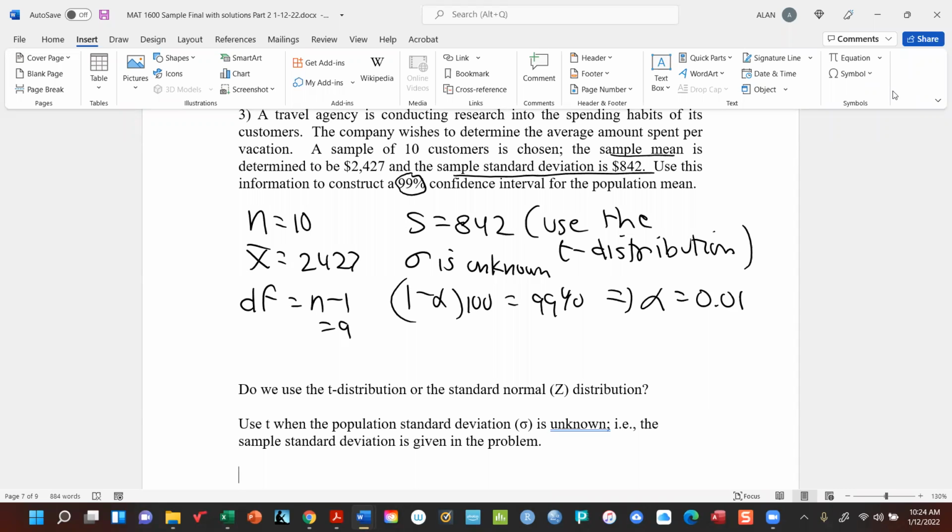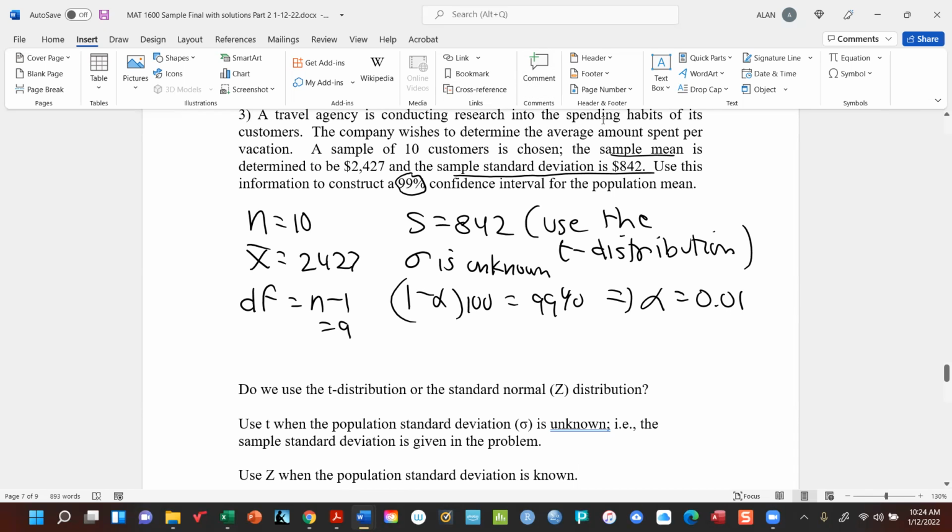On the other hand, use z when the population standard deviation is known and it's given to you in the problem, then you know to use it, okay? So in other words, it comes down to really which one is given to you in the problem. Right? There's no attempt to be tricky. Let's put it that way. They won't say, for example, here's both of them. No, the one that you're given is the one that you'll use.